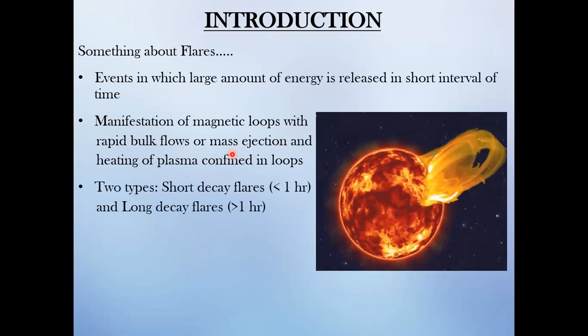There are two types of X-ray flares, short decay flares and long decay flares. Short decay flares last less than 1 hour, and long decay flares are more than 1 hour. We can classify them accordingly. Short decay flares may be seconds, tens of seconds, or even milliseconds, so they are pretty short. These flares are analogous and similar to solar flares.